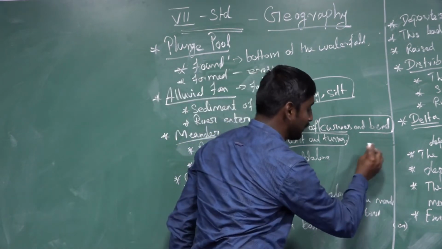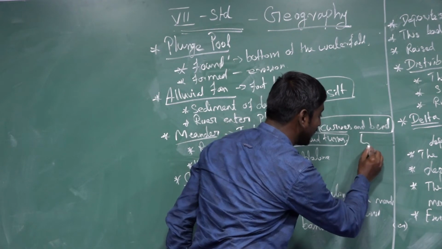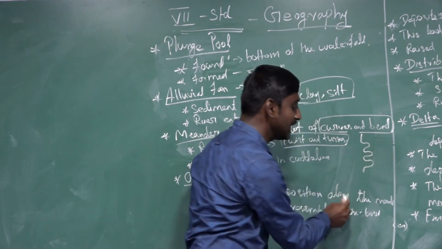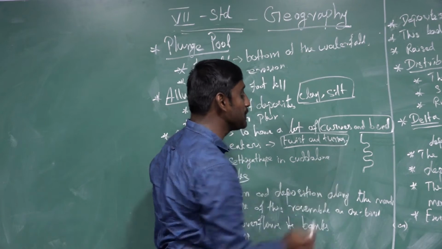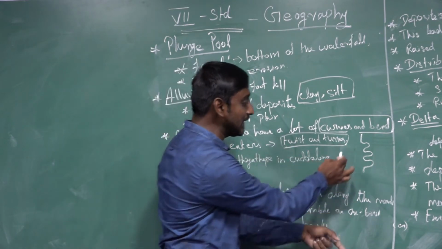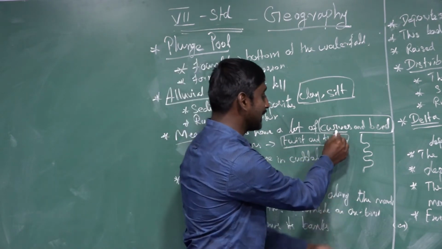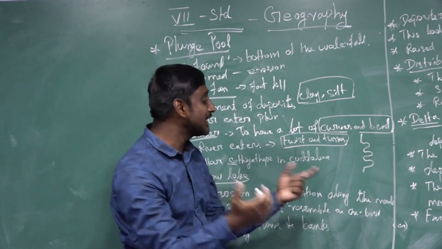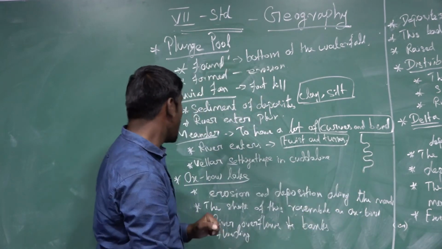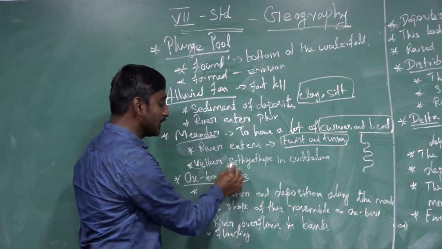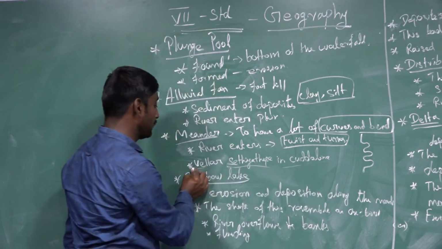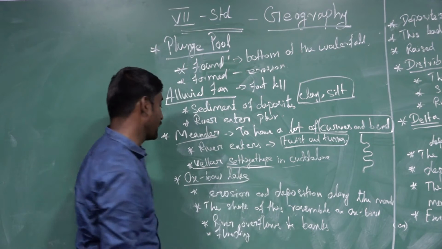So you just look at the picture. The river enters the plains, has curves and bends, a lot of turning. It means a meander. An example is the Vellar Sethiathope in Cuddalore.